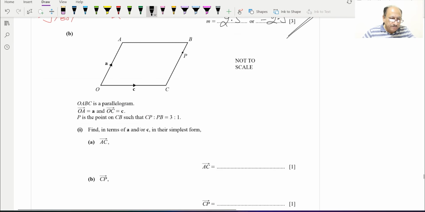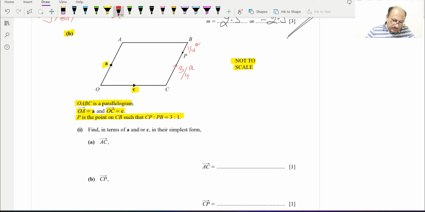Hopefully you understood this. Now for part B it says diagram is not to scale. OABC is a parallelogram. OA is equal to A and OC is equal to C. P is the point on CB such that CP ratio PB is equal to 3 ratio 1. So this will be 3 by 4 and this will be 1 by 4. And because this is A, we can write A and A.